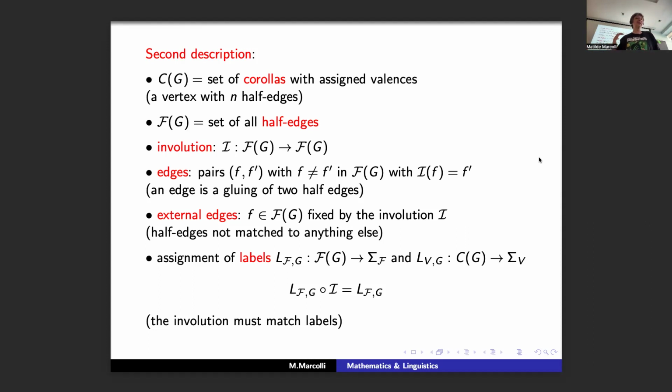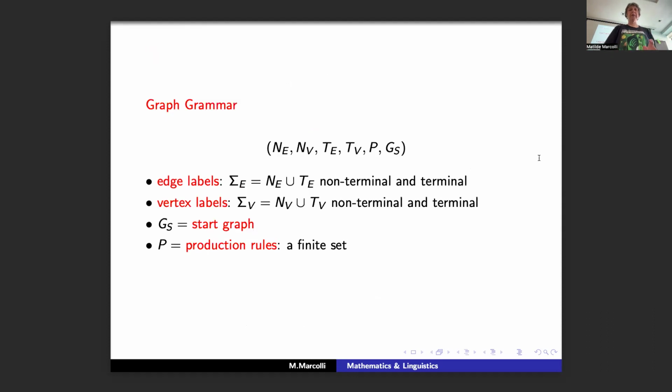And in the sense, as I said, the second one is sort of much more natural when you think in terms of quantum field theory, because that's how the Feynman graphs are assigned. You have the type of interactions, which are the corollas, and then what is interacting with what is the pairing of the half edges of the corollas. But depending on which you take, one or the other point of view, you define slightly differently how the production rules of the graph grammars are.